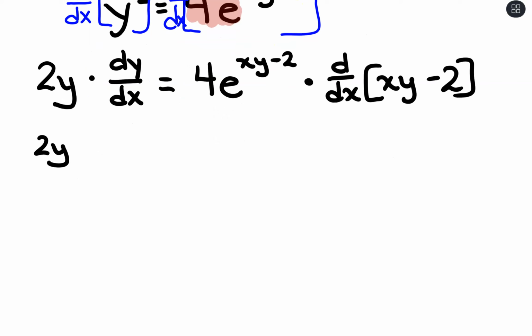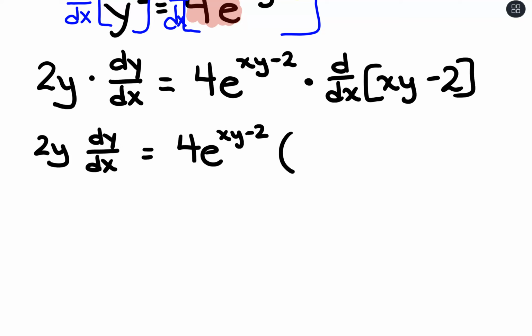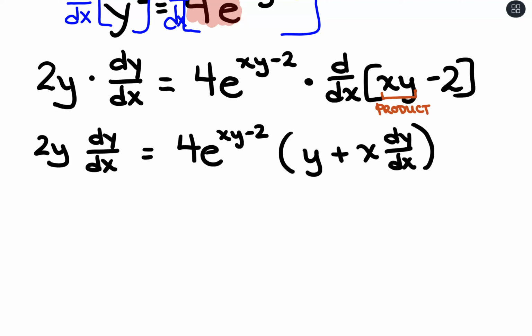Okay, so left-hand side, 2y times dy/dx. Here we have a 4e to the xy minus 2. And taking the derivative here, we're going to have product rule, which means we'll take the derivative of x, which is just 1, so that'll be a 1 times y, plus keeping x and the derivative of y would give us a dy/dx. And then the derivative of the -2 just turns into a 0. And then what we need to do is distribute that exponential piece.